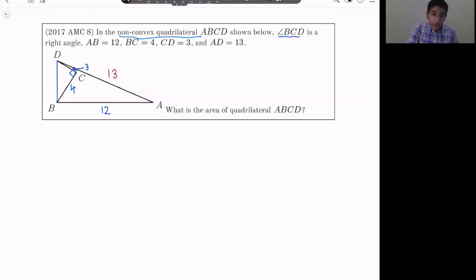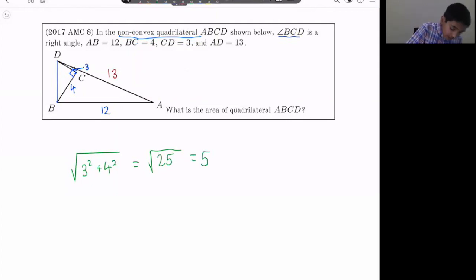In general, for geometry problems, it can be helpful to draw extra lines. That can help you see what area something has to be, or it can give you some clues as to what you have to actually find. So now we can use the Pythagorean theorem: the square root of 3 squared plus 4 squared. Or you can just remember from earlier that 3, 4, 5 is a Pythagorean triplet. So now we know that BD is 5.